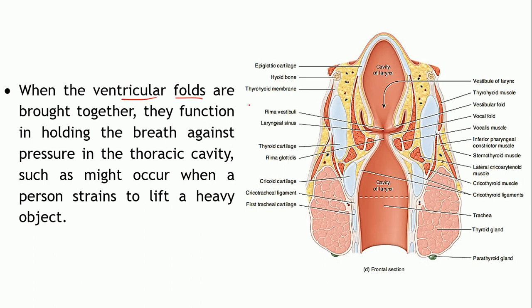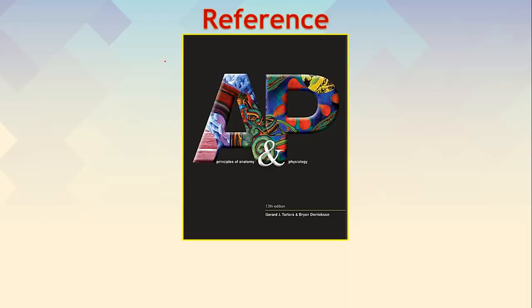So, these ventricular folds are brought together. So, it closes off this opening, this particular rima vestibuli. So, it makes it possible to hold the breath against the pressure in the thoracic cavity. So, that is the function of the ventricular folds. It helps in holding the breath. Okay. So, this is to do with the next part of the respiratory system, that is the larynx.